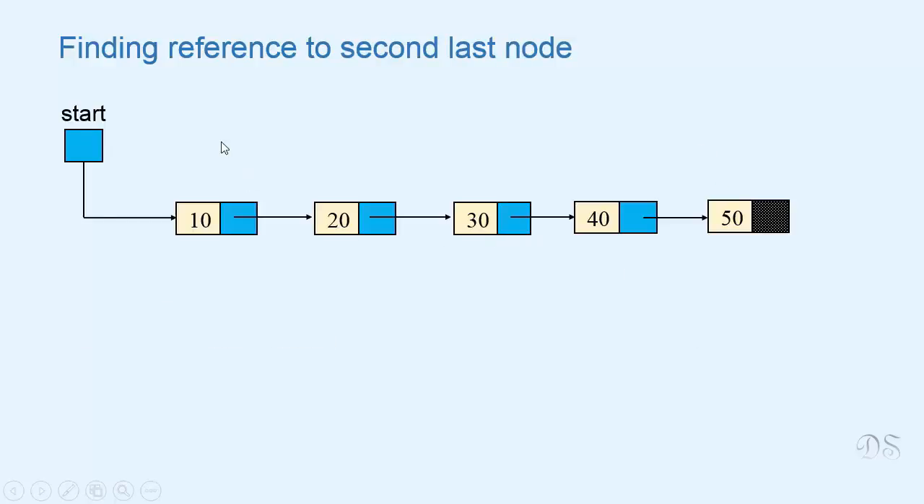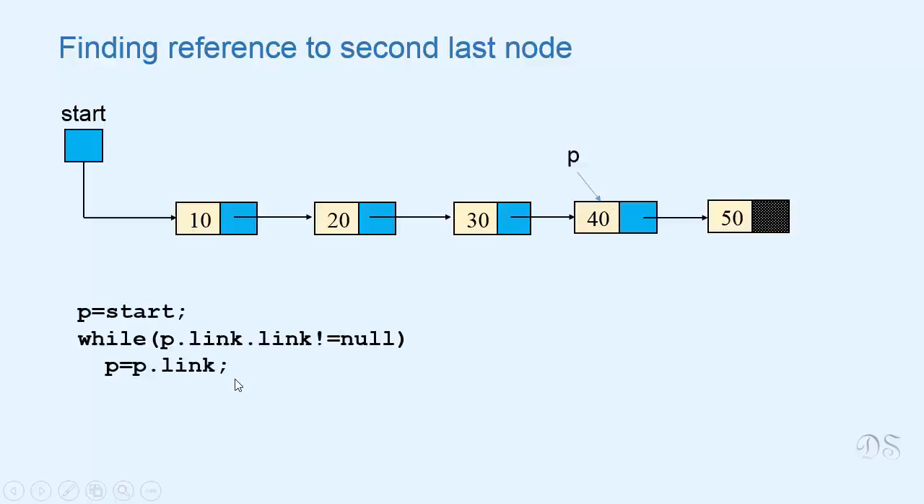Now let's see how we can find reference to the second last node of the list. This is the second last node, so we need a reference to this node. This is the code that will give us reference to the second last node.